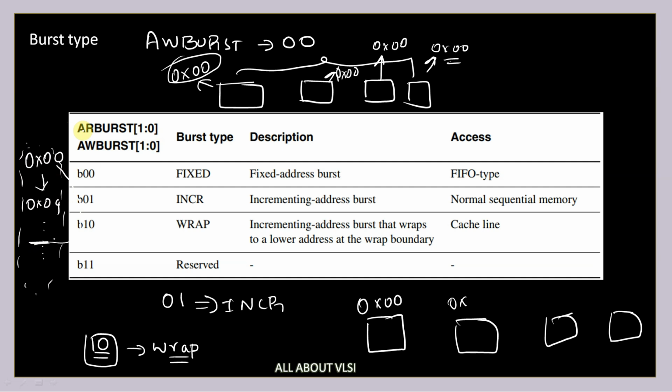So these are the types of burst. If AW burst or AR burst is equal to 11, then it is reserved, used for future purposes. So the types of bursts are fixed, INCR, wrap, and reserved.